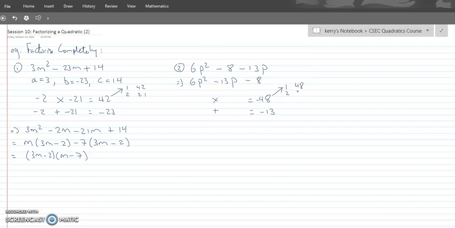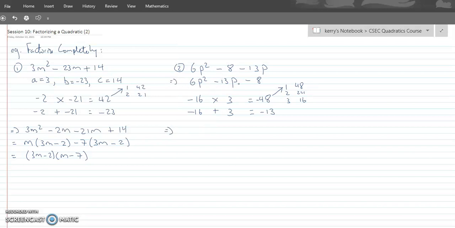2 and 24 can't add or subtract to give you 13. What about 3? 3 by 16 is 48, right? But we know 16 minus 3 is positive 13, which means the other way around, which is negative 16 plus 3, will give me negative 13, and negative 16 by 3 is negative 48. Always double check to make sure that the answers are correct. Good? Now, we go again. I just neaten this up here, right?